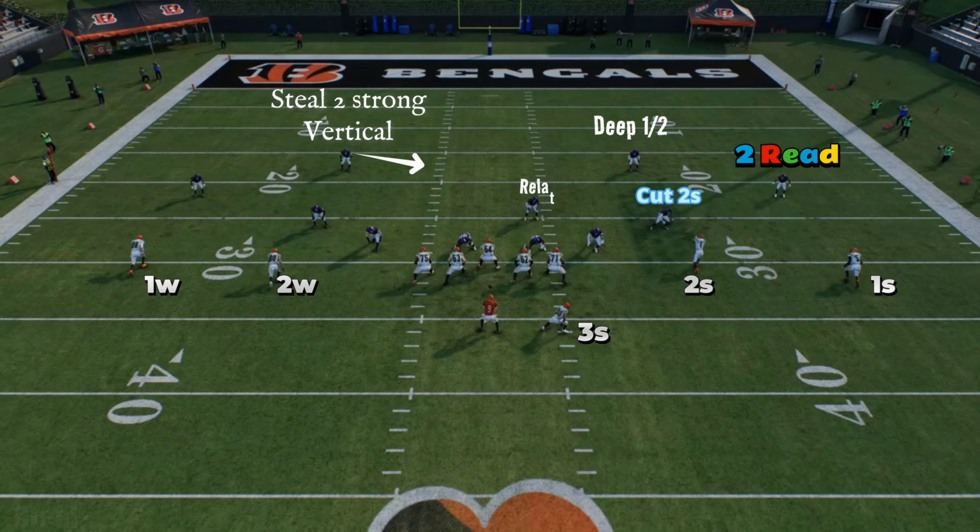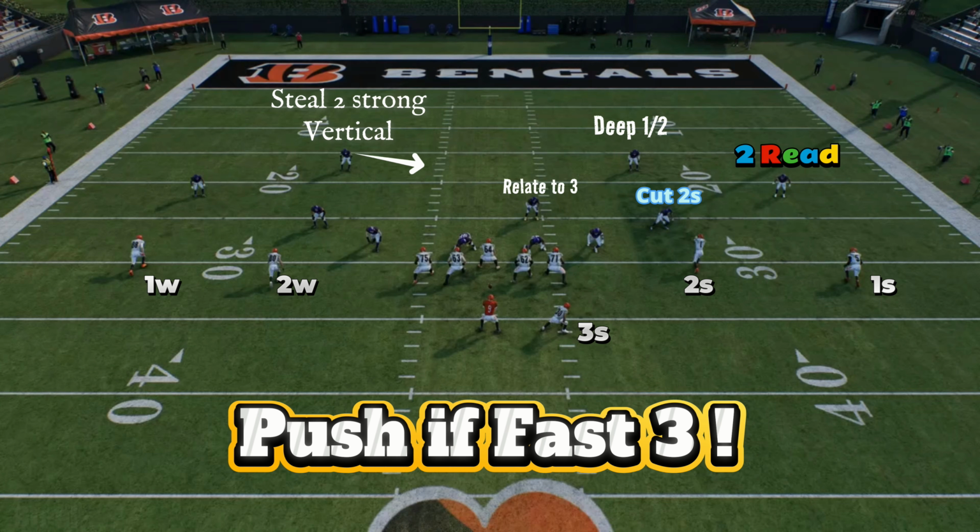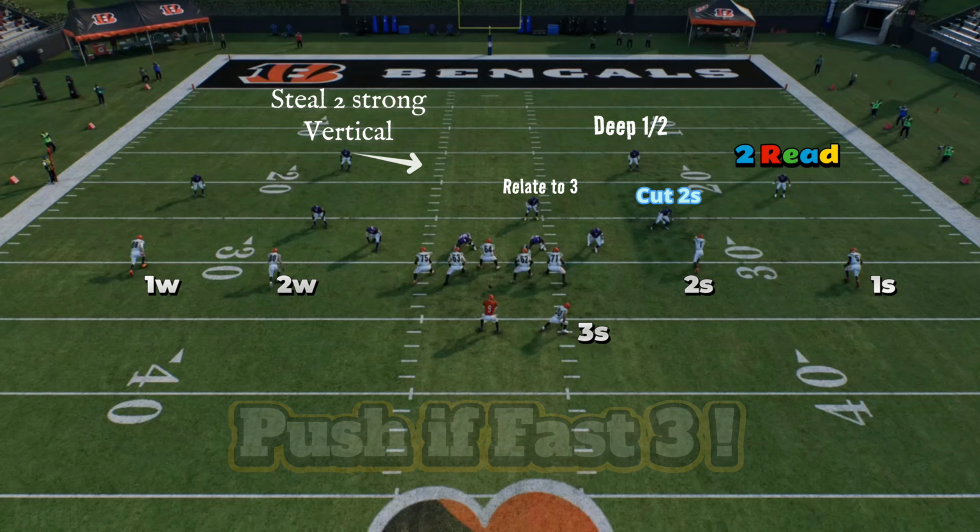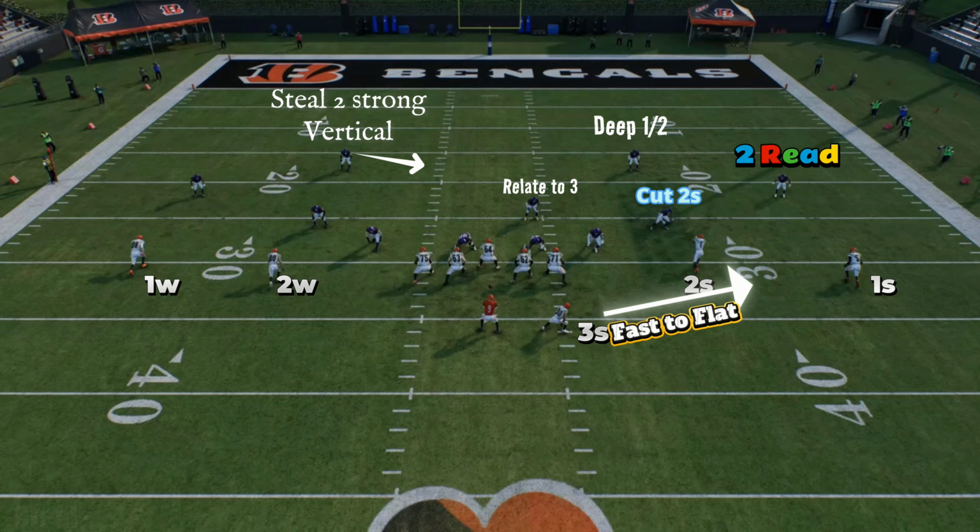He's going to play, I believe, inside underneath trail. And the money is relating to the number 3, and we're also going to have a push call involved here. So if the number 3 goes fast to the flat, then we're going to switch responsibilities. I'm going to take the number 2 if he's coming inside. In other words, I'll be the cut against the number 2, and now you are relating to the number 3 and taking the number 3.